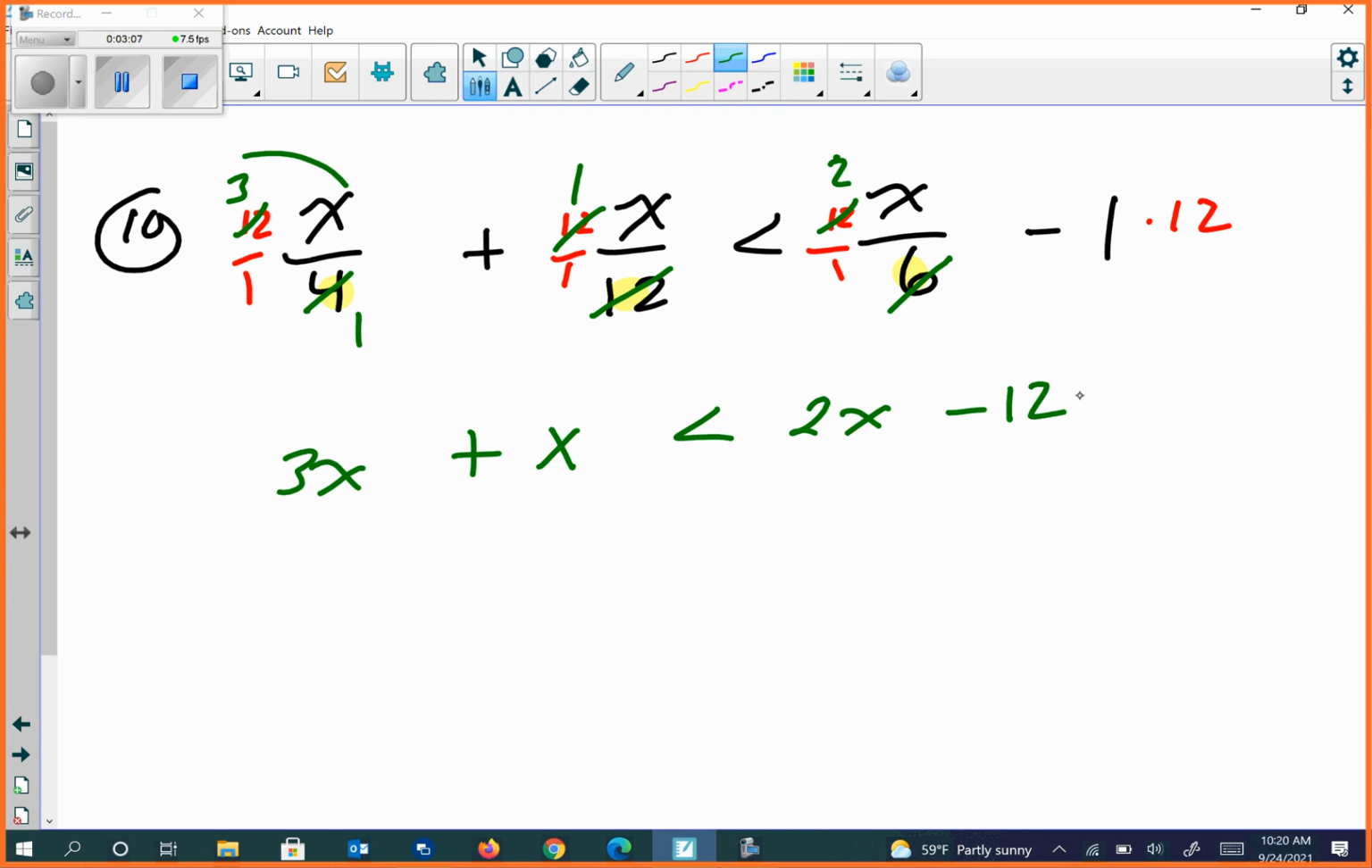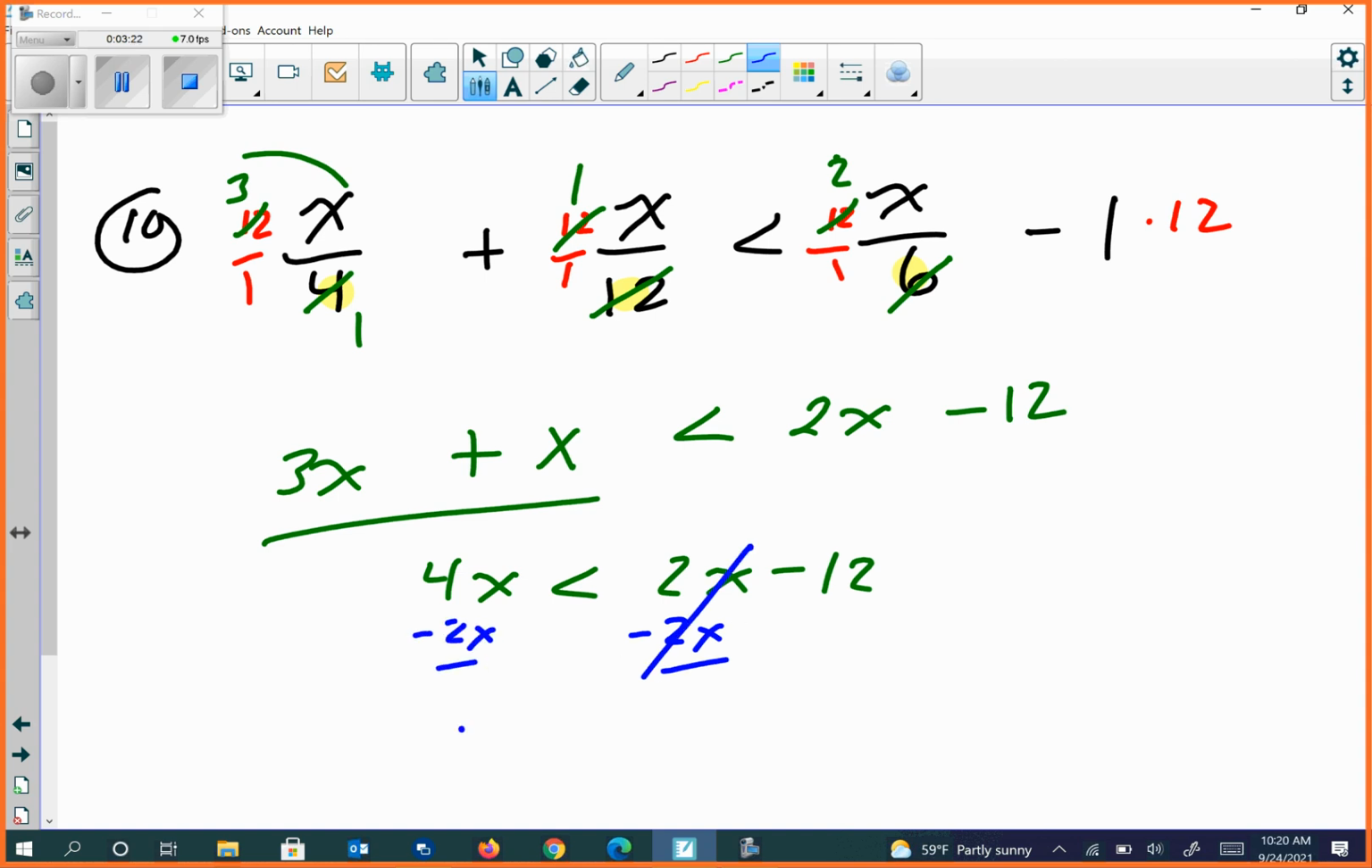Okay, let's see. These are some like terms. I'm going to add those together before I start moving things back and forth across the inequality sign. I'm going to subtract 2x from both sides. Those cancel, so I get 2x is less than negative 12. I'm dividing by a positive 2. Even though the other side is negative, what I'm dividing by is not negative. So the sign will not flip over.